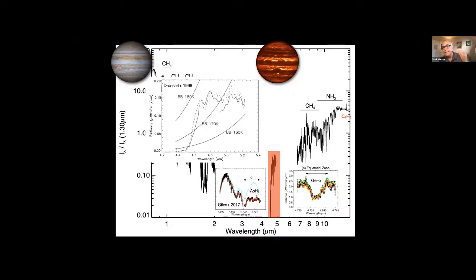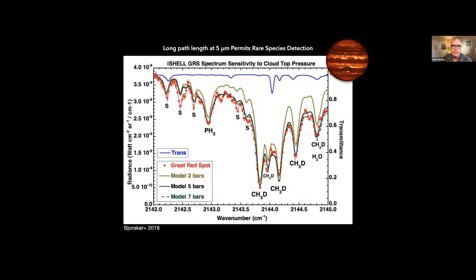And because you have this deep path length down through the atmosphere, you can start to pick up much rarer species. Like arsine, germane are important disequilibrium species. A lot of science has been done with those, and you can see down at the bottom around 4.7 microns, spectral features from both. And I've highlighted here in red the 5-micron spectral region. Gordy Bjorker has done a lot of work on this region. He's probably the world's expert on Jupiter at 5 microns.